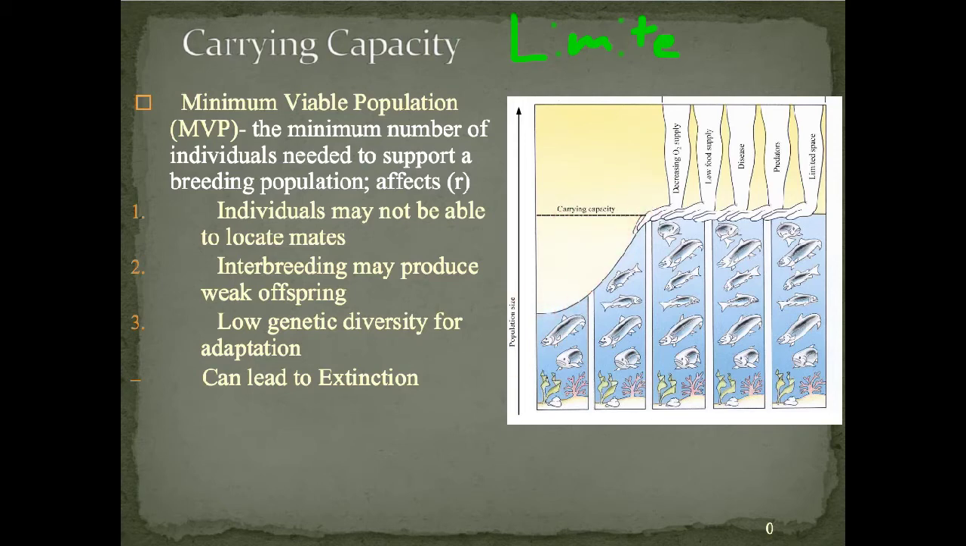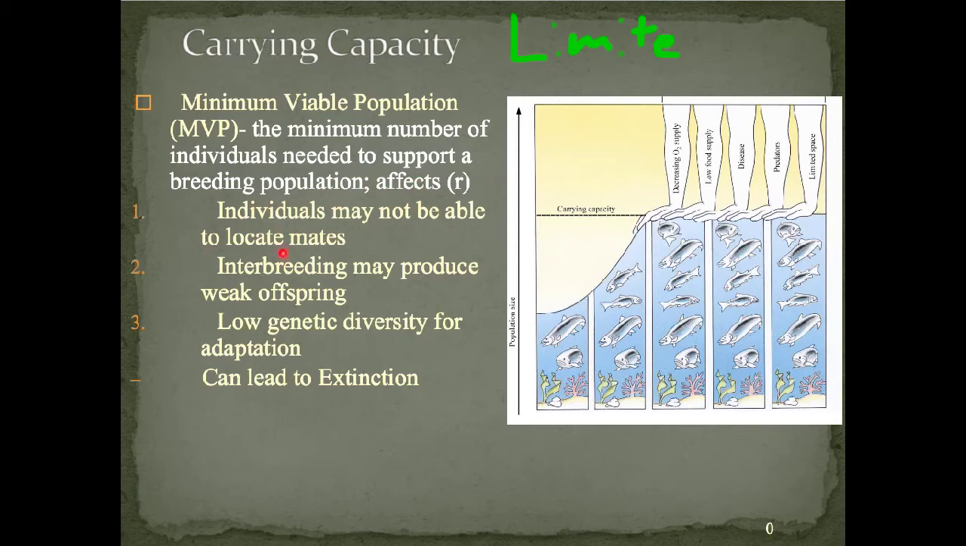And different factors that could affect carrying capacity, with the fish, could be limited dissolved oxygen, low food availability, disease, predation, and limited space. Well, there's another thing, looking at the minimum amount of individuals you can have as well. The minimum viable population is the minimum number of individuals needed to support a breeding population, and this can affect the rate of the growth.